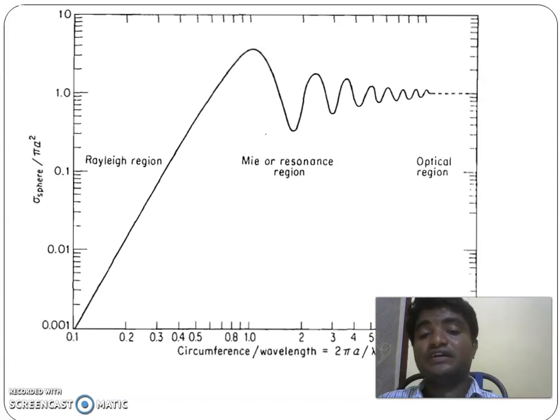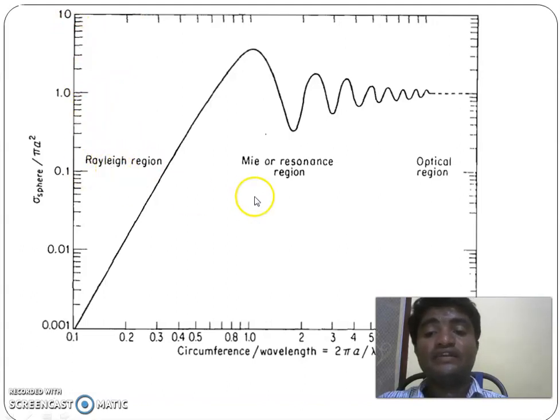This waveform is the radar cross section of the sphere, and at the starting we have a Rayleigh region. In the Rayleigh region, the target size is small compared to the wavelength. On the x-axis we can see the values are less than 1. That means the particles, like raindrops and small air particles, come under the Rayleigh region.